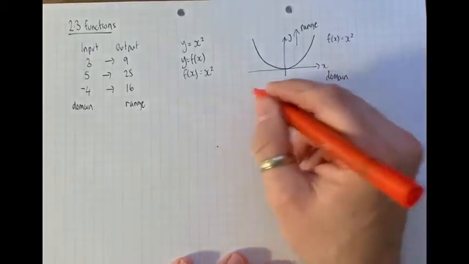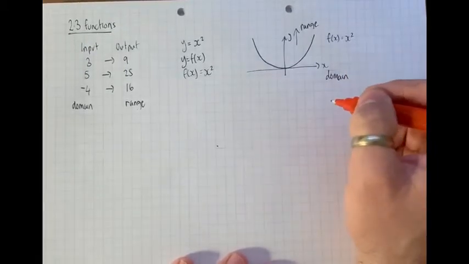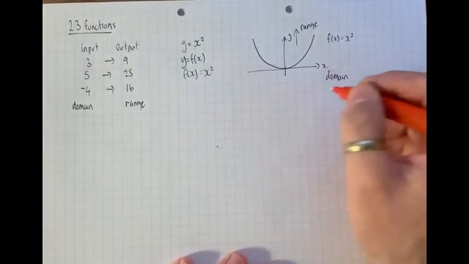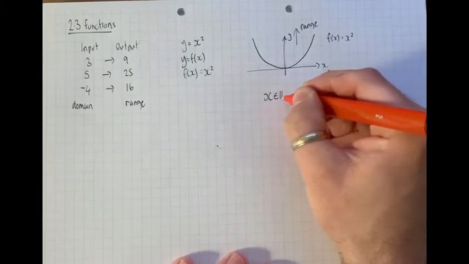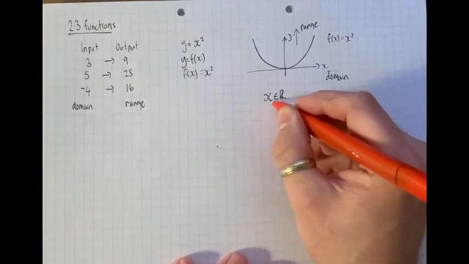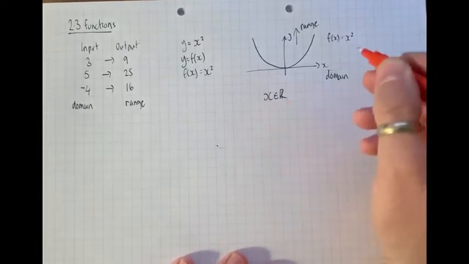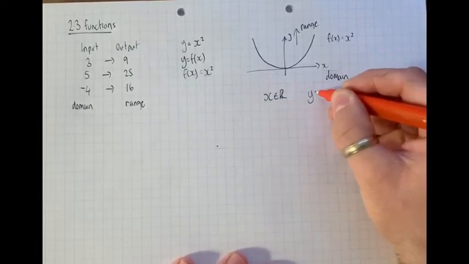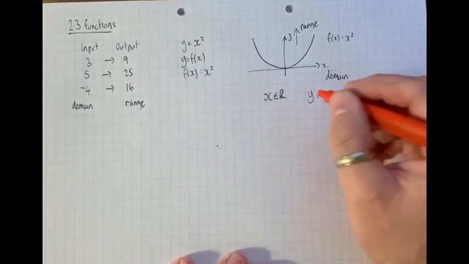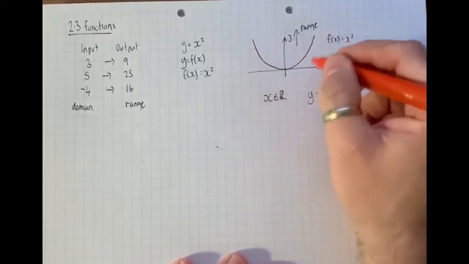So in this case, for a simple function like this where we're just squaring it, we could say that x can be any real number. So that symbol means belongs to, so x belongs to the set of real numbers. And in this case, y, the range, would have to be greater than or equal to 0 because you have no negative y value. You can see that from the graph.